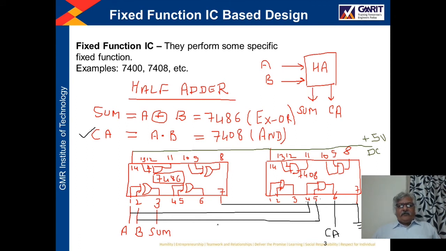So now here, this type of implementation, this type of technology is called as fixed function IC based design technology. In this type of technology, a design engineer will simply use the fixed function ICs. So this technology is having its own advantages and disadvantages. So what is the advantage here? Advantage is the NRE cost, right?